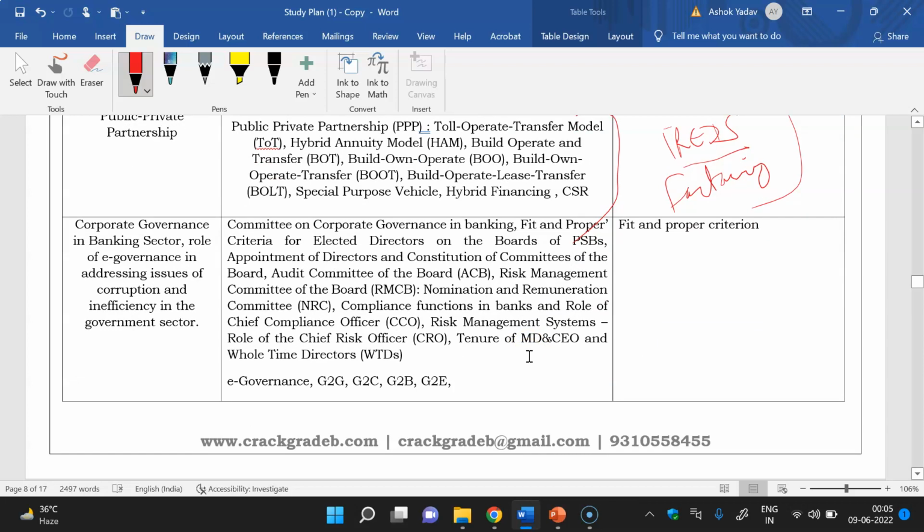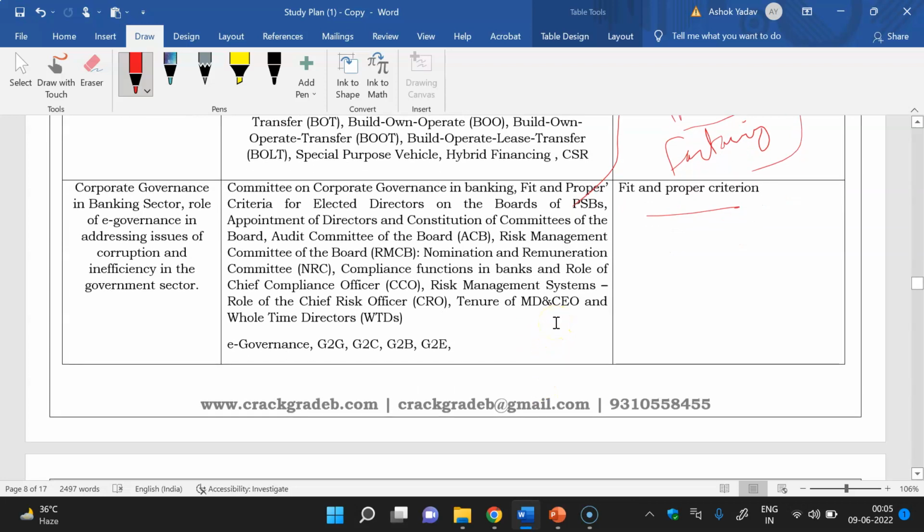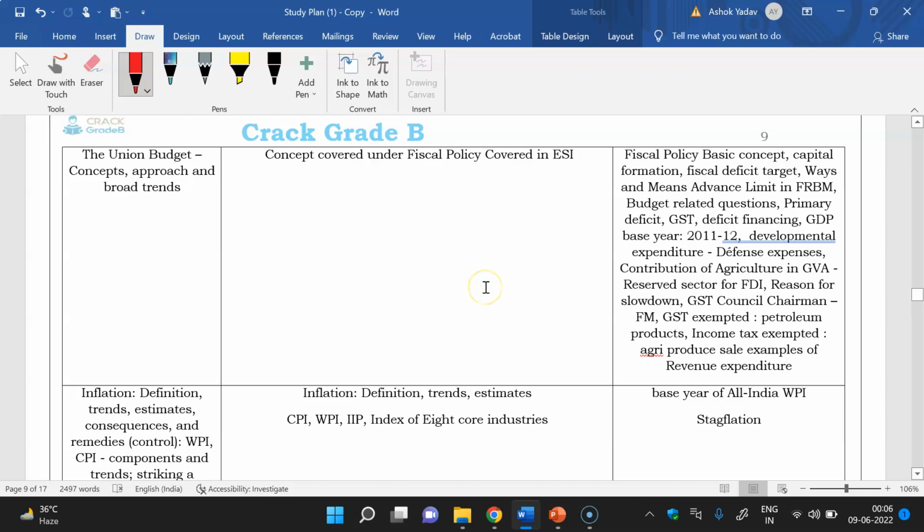Corporate governance in the banking sector is very important. Specifically, the RBI has issued various guidelines from time to time, like fit and proper criteria for board of directors, chairman, and managing directors. So you have to cover these important conditions. Previously they have asked a question on fit and proper.